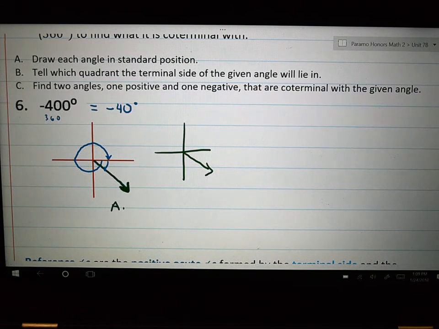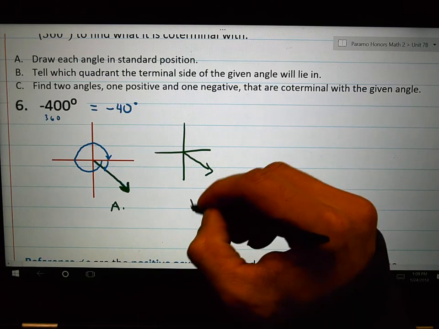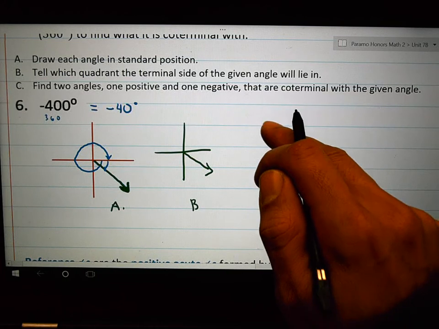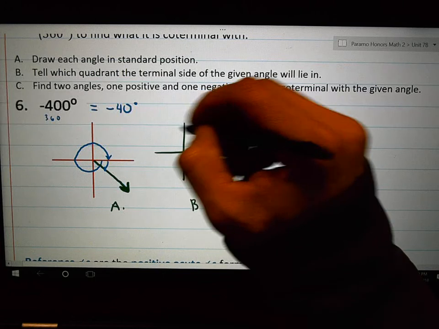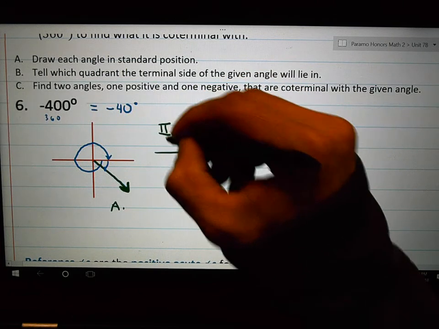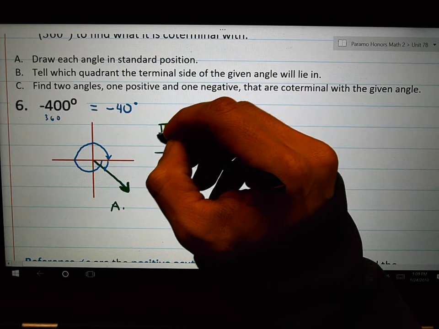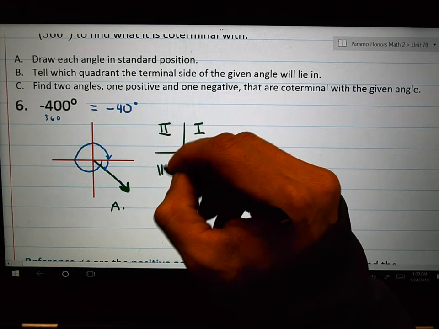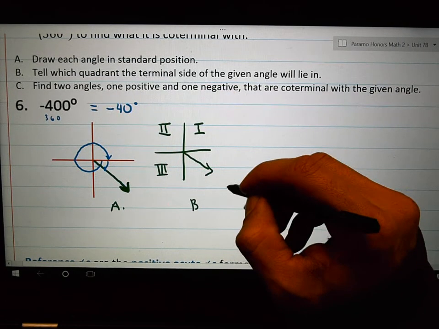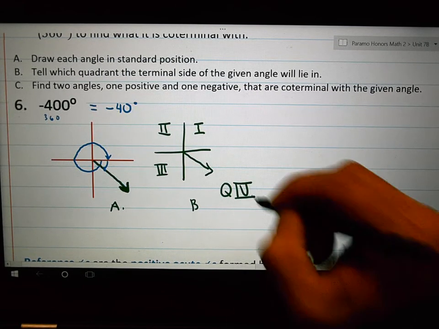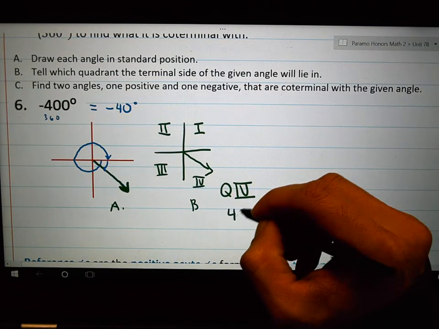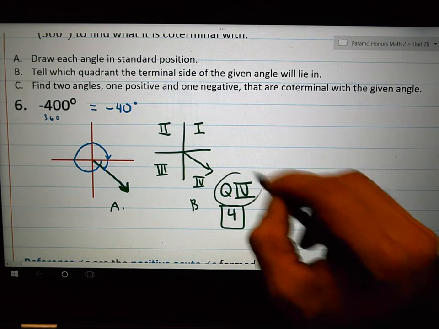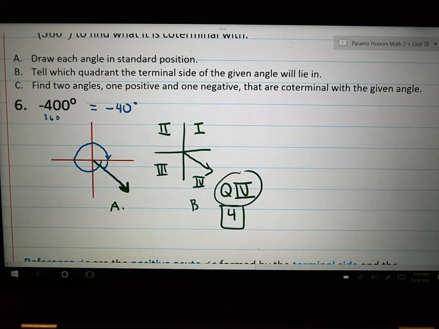Part B. Tell which quadrant the terminal side of the given angle will lie in. So for part B, I'm hoping you know what we wrote down earlier in that picture was that we start off in this upper right quadrant. That's 1. Then we go counterclockwise, just like the angles that get bigger, 90, then 180. Then we go down here, quadrant 3, and then this is in which quadrant? Quadrant 4. We usually use Roman numerals to describe the quadrants. If you just put 4, that is correct as well. But normally, to be fancy, I use Roman numerals as well.